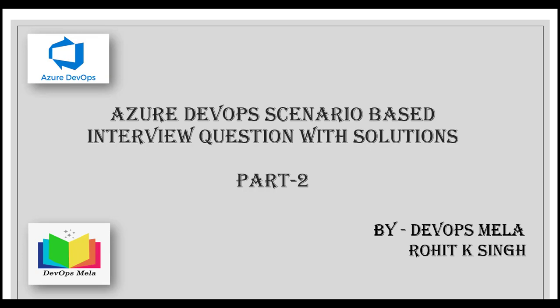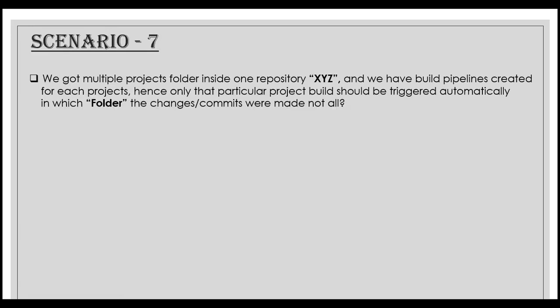Let's move on to the second part of the interview round. The first question, it's written scenario 7 because I've covered 6 scenarios in my previous tutorial video, and you can find the link inside the description box. The question is, we got multiple project folders inside one repository XYZ. So the repository name is XYZ and we got multiple folders. Inside one repository I have multiple projects.